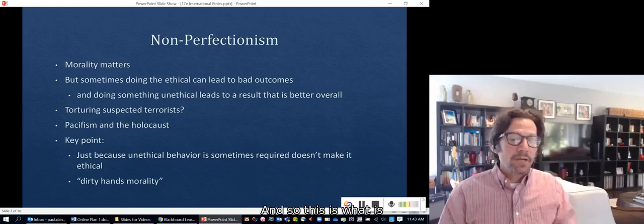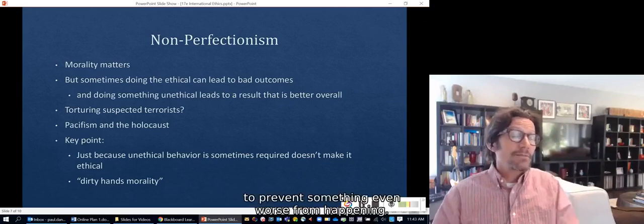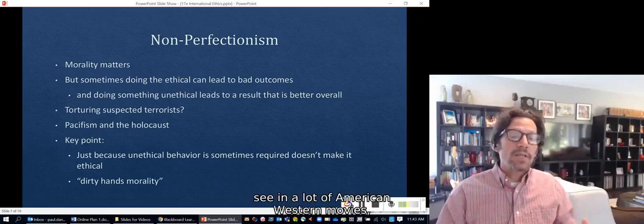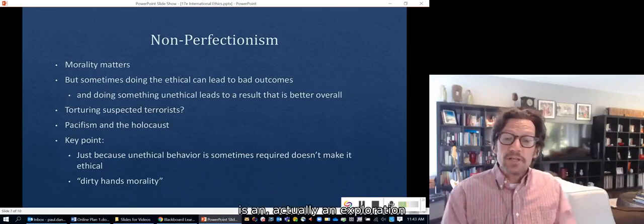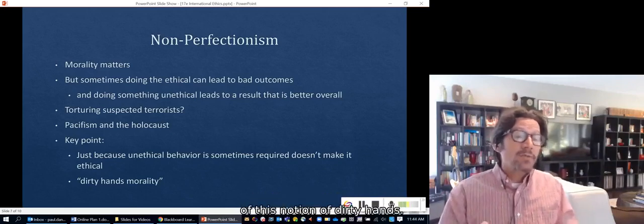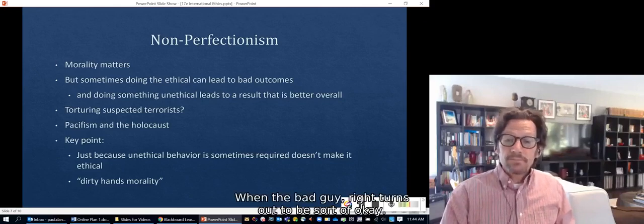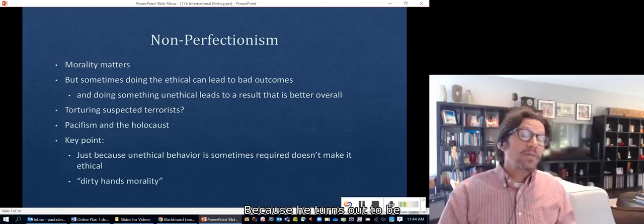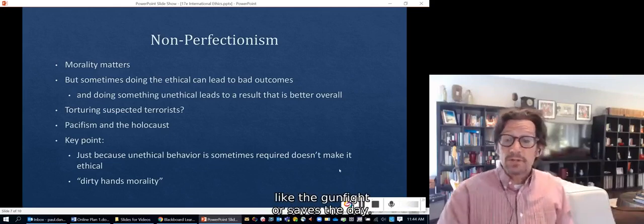And so this is what is sometimes called dirty hands morality. You've got to do bad things to prevent something even worse from happening. And I always thought that one of the things we see in a lot of American Western movies, especially the movies of the Clint Eastwood variety, is actually an exploration of this notion of dirty hands morality. When the bad guy turns out to be sort of okay because he turns out to be the alternative to somebody who's even worse. The gunfighter saves the day.